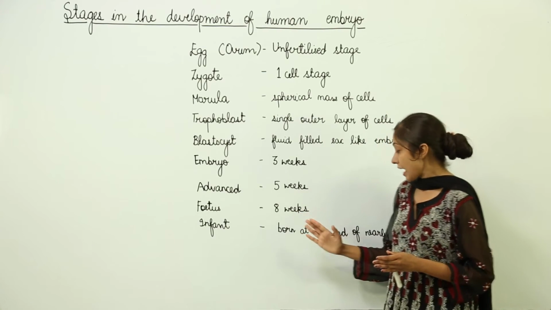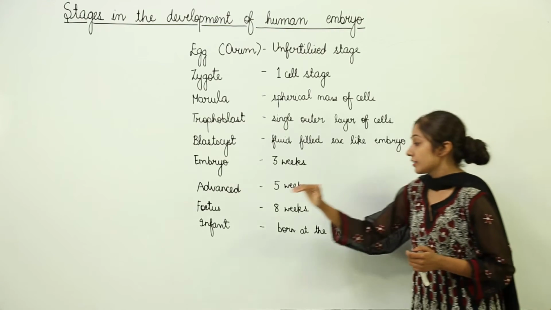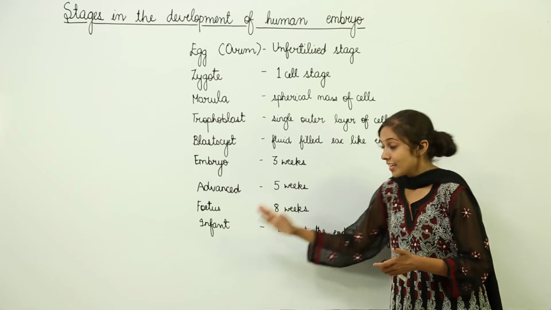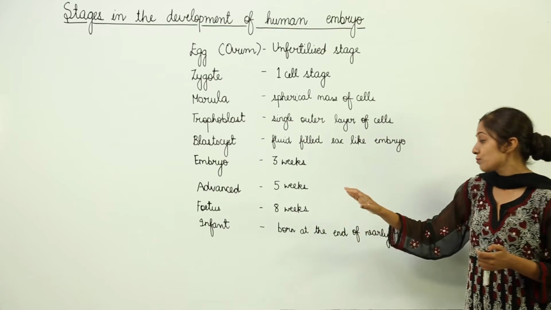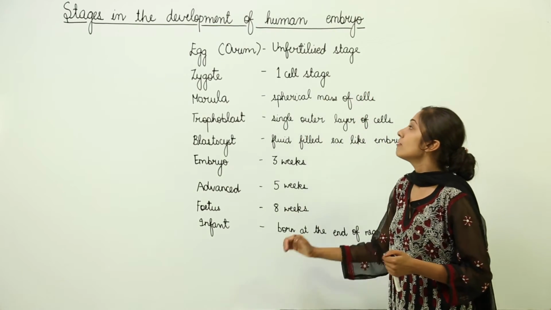So after this, after exactly 40 weeks, the born baby is known as infant. Meaning the infant is the one who's born at the end of nearly 40 weeks. So these are the stages in the development of human embryo.